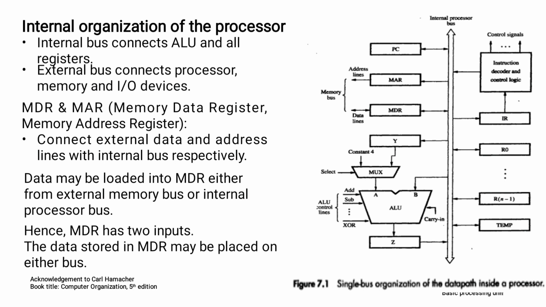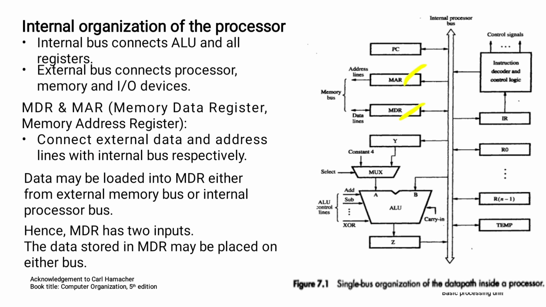The internal bus connects the ALU and all registers. All registers here means the general purpose registers or other registers like the program counter, memory address register, MDR (memory data register), instruction register, and apart from general purpose registers, the processor may have some special registers also. So the interconnection is done by the internal bus. The external bus connects the processor, memory and IO devices. MDR and MAR connect the external data and address lines with the internal bus.